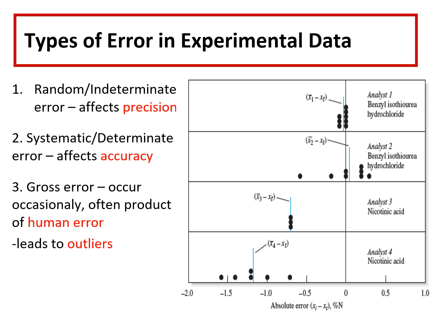So this actually summarizes the results of the determination of nitrogen in two pure compounds, benzyl isothiourea hydrochloride and nicotinic acid. Analysts 1 and 2 worked on the benzyl compound, and analysts 3 and 4 on the nicotinic acid. The dots show the absolute errors of replicate results obtained by these 4 analysts. So let's look at each of these analysts.